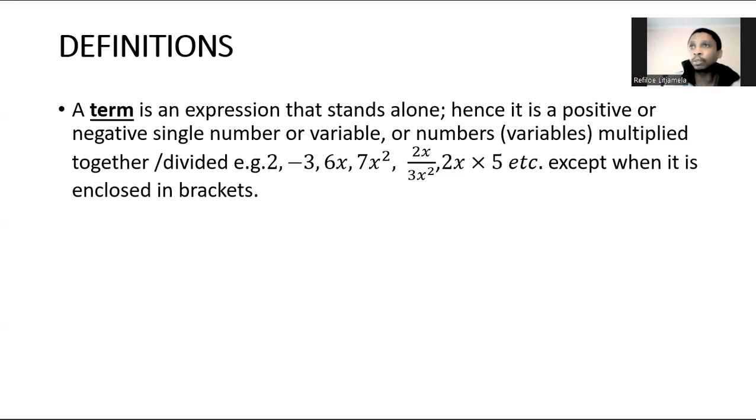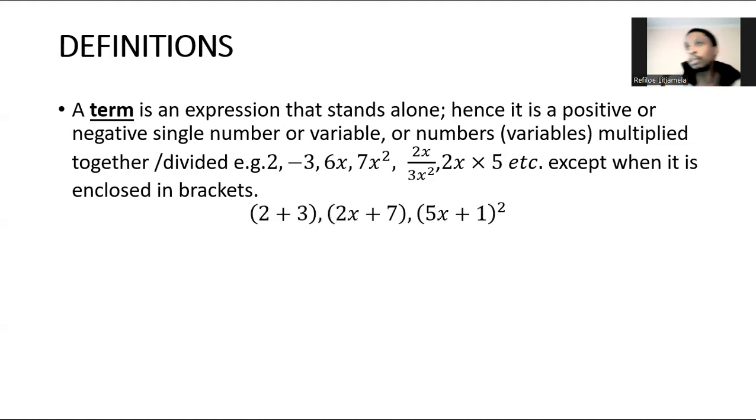7x squared is also a term where you have an integer 7 multiplied by a variable x, and that variable x has an exponent of 2. They can either be divided or multiplied. And then we've got 2x divided by 3x squared, which is 2 divided by 3x. That is also a term. It's linked by division. The last one is linked by multiplication, where you have 2x times 5, which is simply 10x. That is a term, okay?